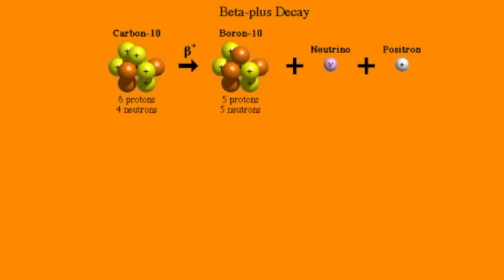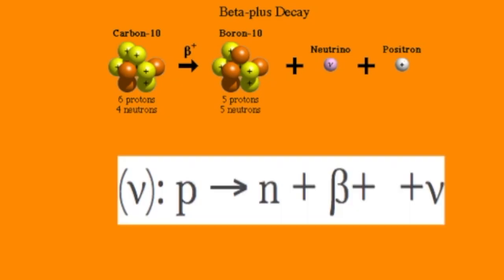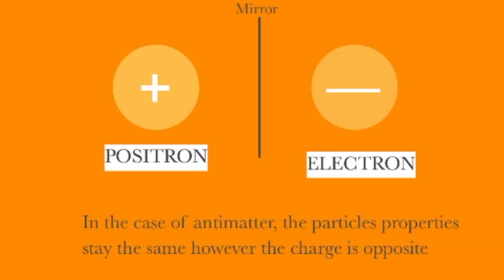In beta plus, or positron decay, a nucleon transforms one of its protons into a neutron and emits a positron, essentially a positively charged electron, and a neutrino. This happens because the atom has too many protons and needs to convert the excess protons into neutrons. The positron is the antimatter to electrons.